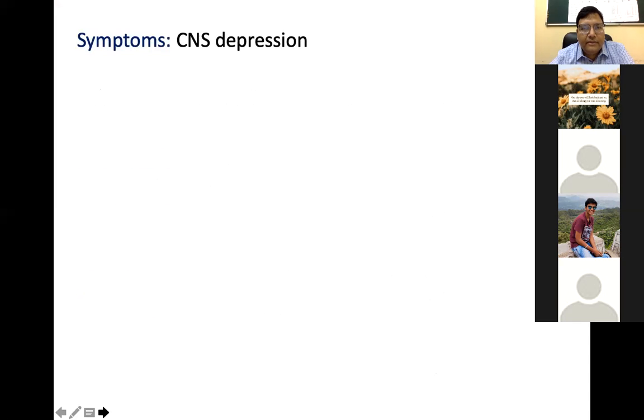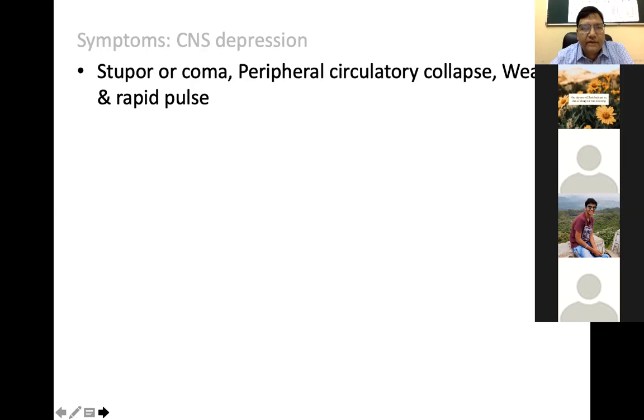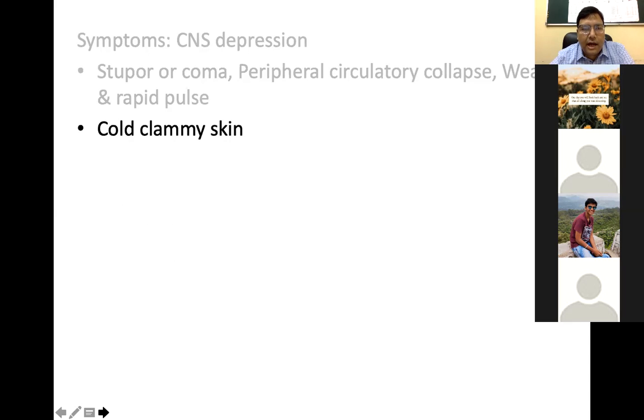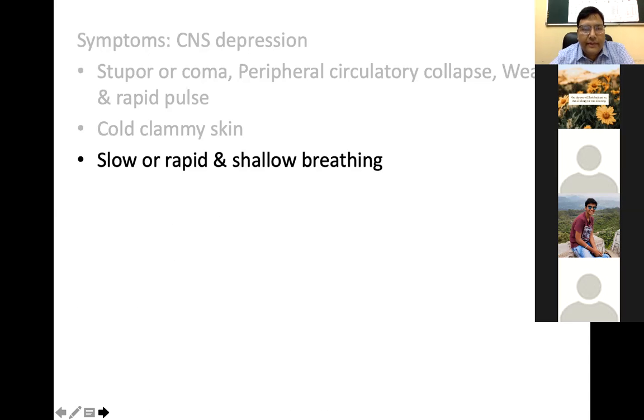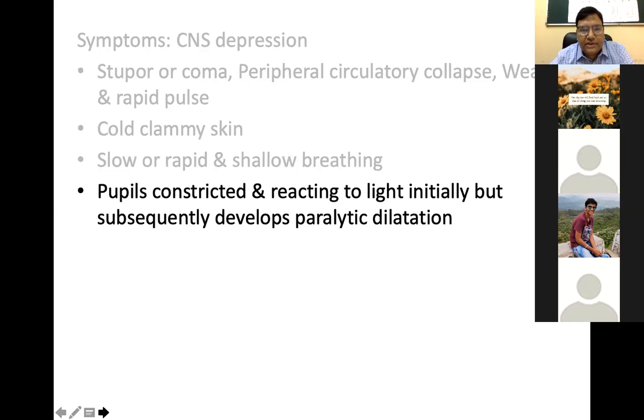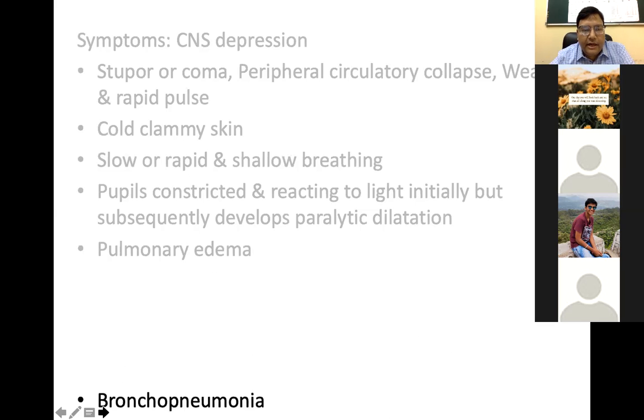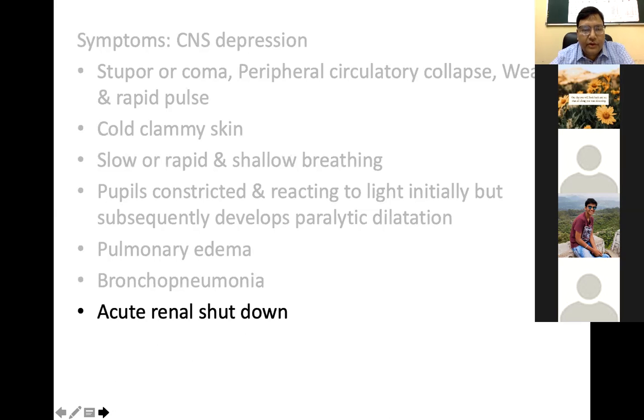Coming to the symptoms, CNS depression is seen with the barbiturates. The patient presents with stupor or coma, peripheral circulatory collapse, weak and rapid pulse, cold, clammy skin, slow and shallow breathing, pupils constricted and reacting to light initially, but subsequently they become paralytically dilated. Then there is pulmonary edema, bronchopneumonia, acute renal shutdown, etc.